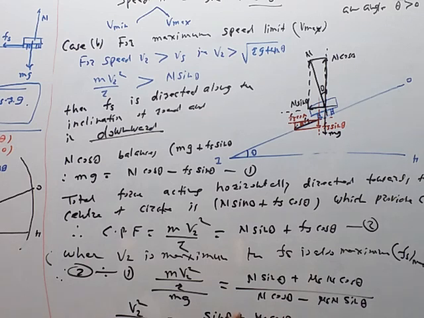See the change in the sign. Plus, minus: numerator is more, denominator is decreasing, therefore it will be the maximum speed limit. So v2 is equal to vmax. Same equation applies, only the sign changes also. Divide numerator and denominator by cos theta. Same process we are repeating.